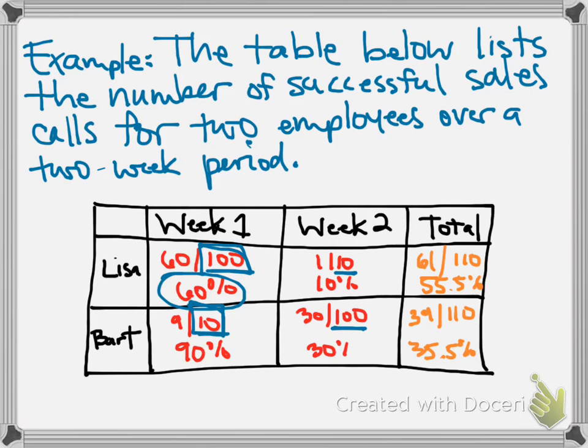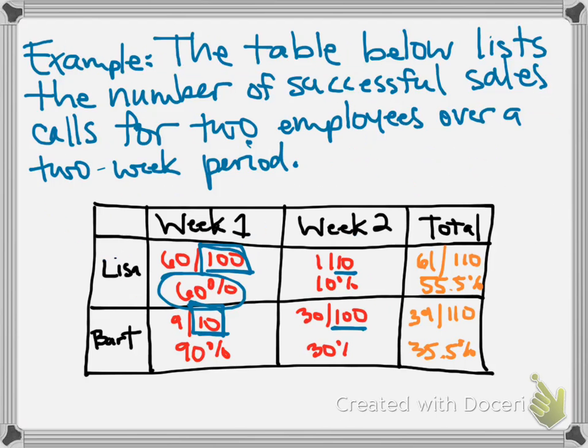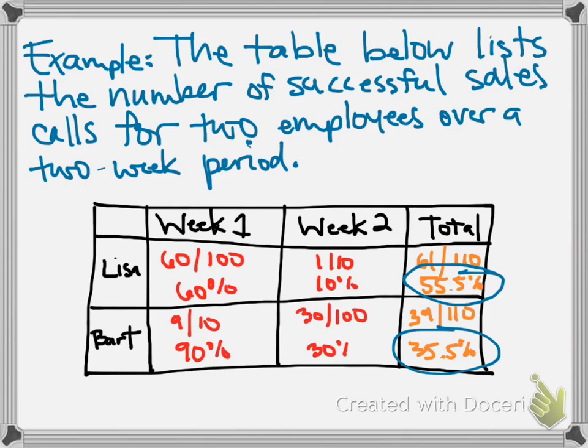And so again, this is an example of Simpson's paradox, which I'll state specifically. It's simply an association or comparison that holds for all of several groups, and that association or comparison can reverse directions when the data are combined to form a single group. So again, that's exactly what we have here in our example. That association that said that Bart performed better in both weeks individually, that was flipped when we looked at the total data, and it looks like Lisa's performance was better, even though that's really not what was happening if we're looking at this data on a percentage basis.